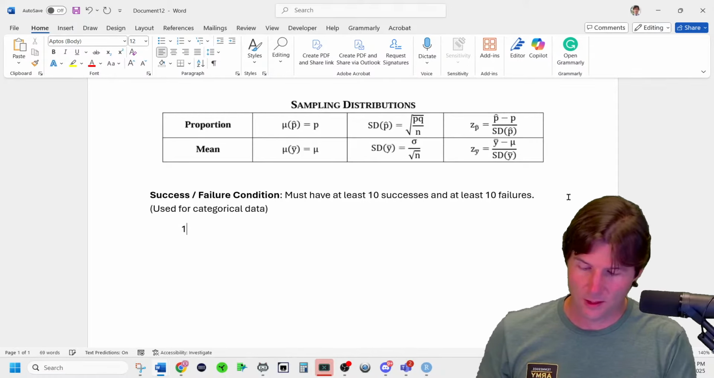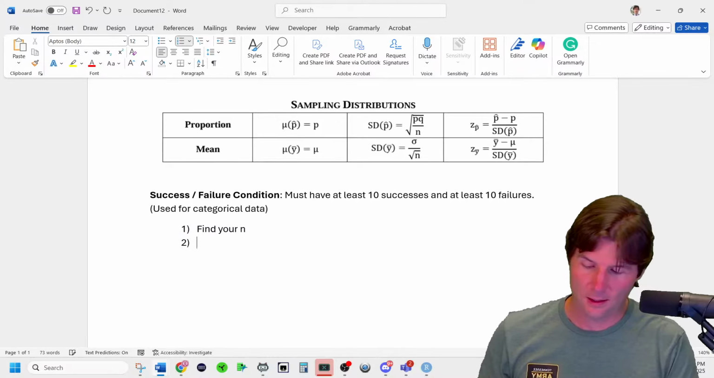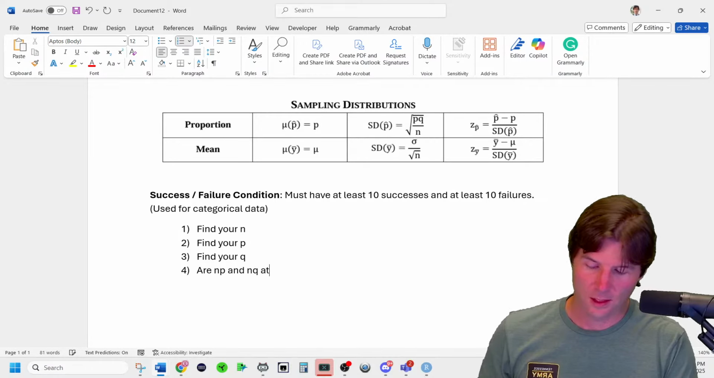So the first thing to do is find your n, find your p, find your q. Are np and nq at least 10?